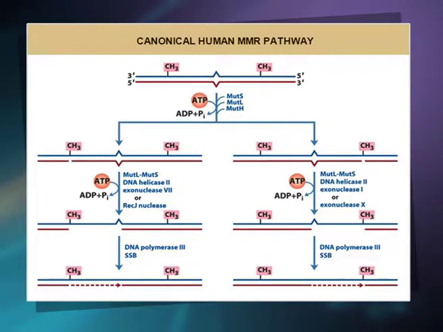coli to humans. The canonical human mismatch repair pathway is carried out by two major protein complexes, so-called MutS and MutL, based on their homology to the E. coli mismatch repair proteins. While MutS is responsible for mismatch recognition, MutL couples the recognition of the mispaired bases by the MutS complexes to downstream MMR events which lead to the removal of the strand containing the error.